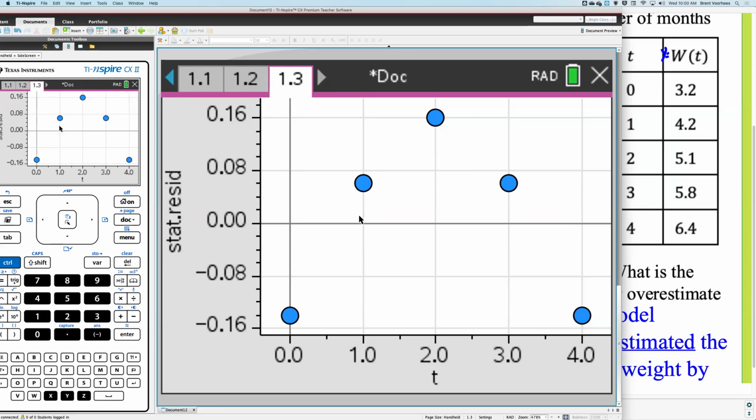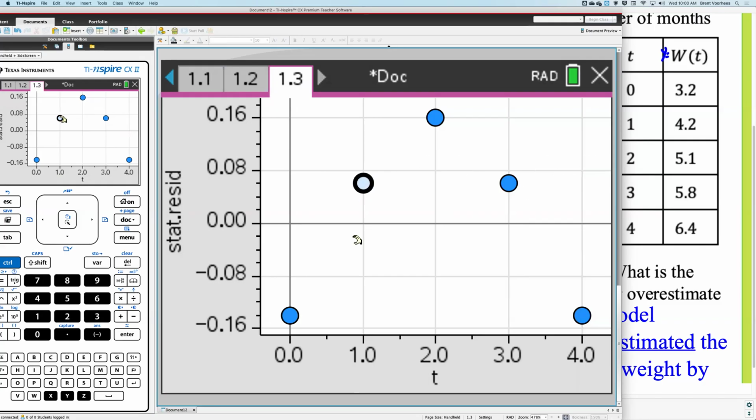Everybody follow? What about at the t value of 2? I said x a minute ago. I should have said t. The t value of 2. Is our model an overestimate or underestimate? It's under because it's under the actual. What about at t equals 3? It's under. And then t equals 4? Over. That's how you do that. So you add a data and statistics, put your x-axis, then choose residual. That's how you see it to find your error.